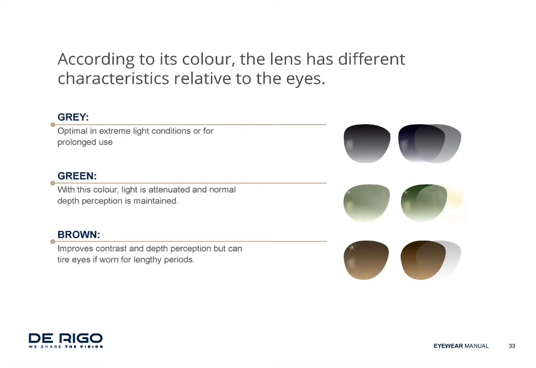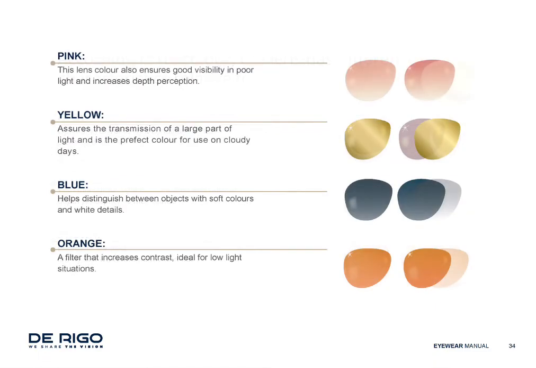Gray is optimal in extreme light conditions or for prolonged use. For green, light is attenuated, and normal depth perception is maintained. Brown improves contrast and depth perception but can tire eyes if worn for lengthy periods. In pink, this also ensures good visibility in poor light and increases depth perception. Yellow assures the transmission of a large part of light and is the perfect color for use on cloudy days. Blue helps distinguish between objects with soft colors and white details. Orange is a filter that increases contrast, which is ideal for low light situations.